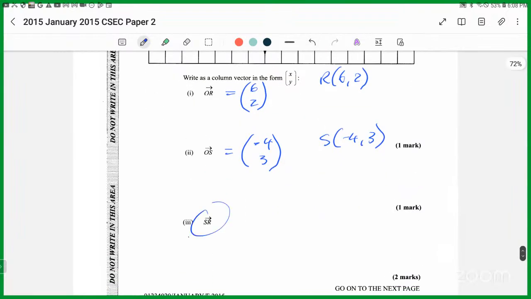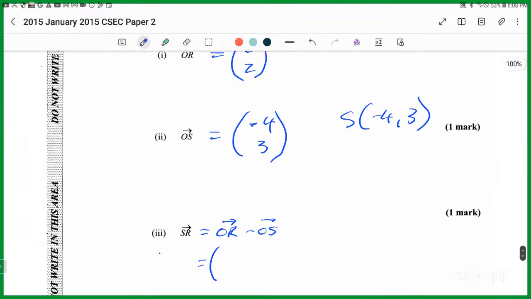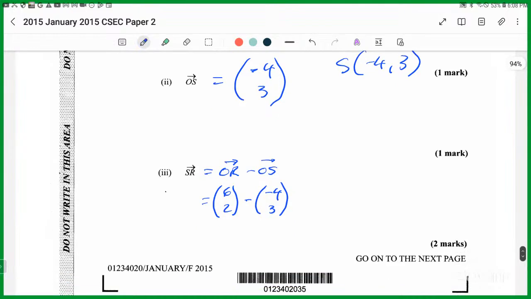Then they want the vector SR. Using calculation, SR is the last minus the first. R is the last, so it's OR minus OS, S being the first. So we can calculate it that way: (6, 2) minus (-4, 3). This minus becomes a plus, so 6 plus 4 is 10, and then 2 minus 3 is negative 1.